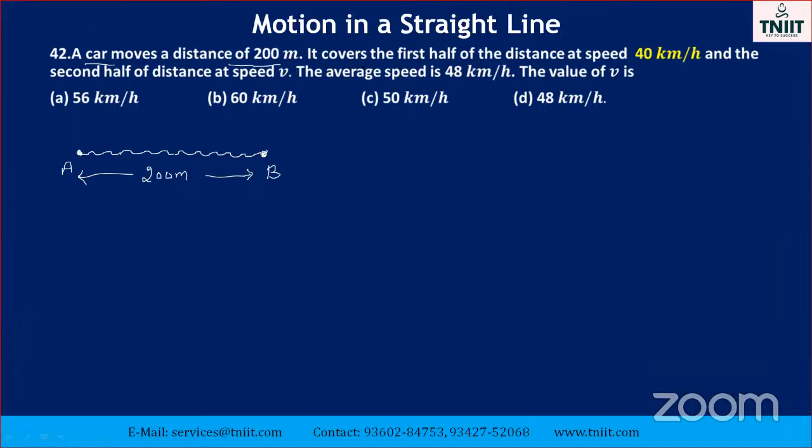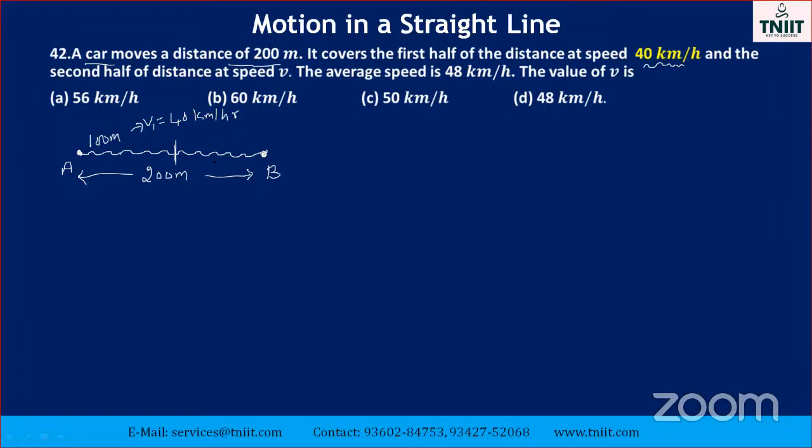What they are saying is, it covers the first half of the distance at what speed? First half of the distance means 100 meter. It covers with what speed? Let it be V1, that is 40 kilometer per hour.